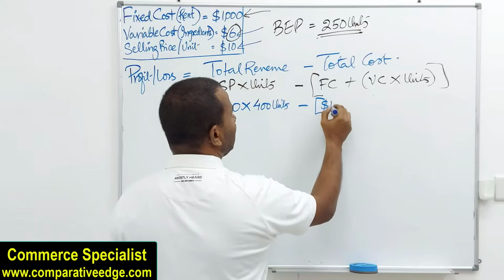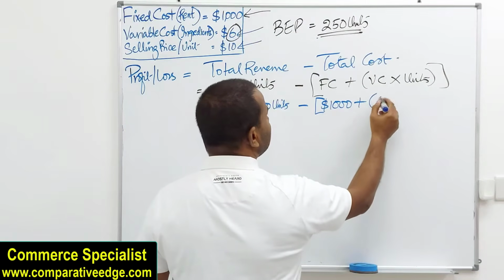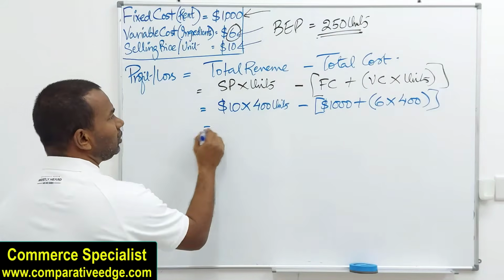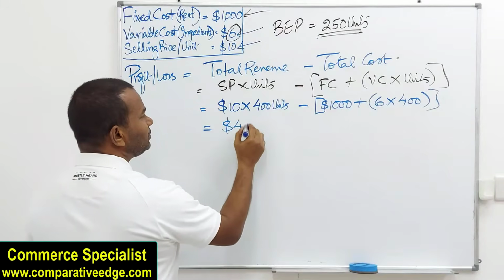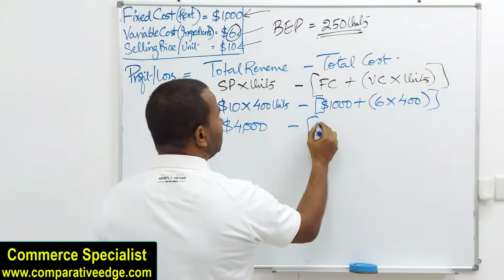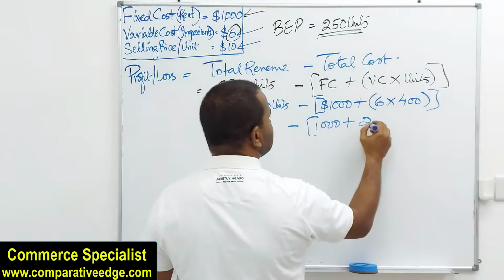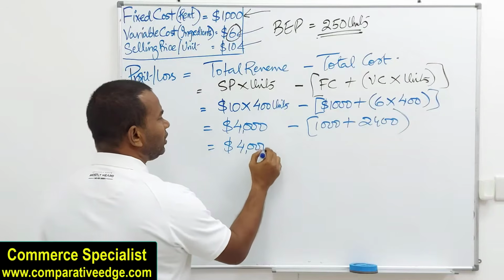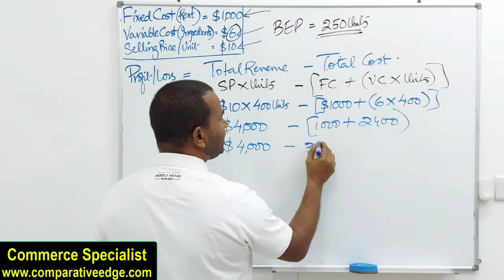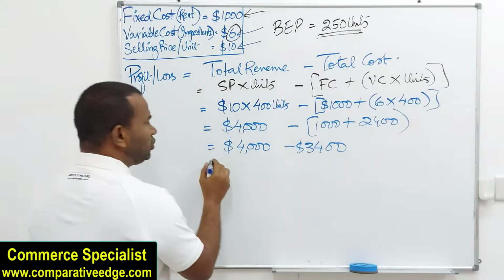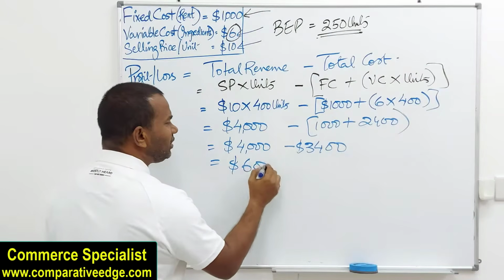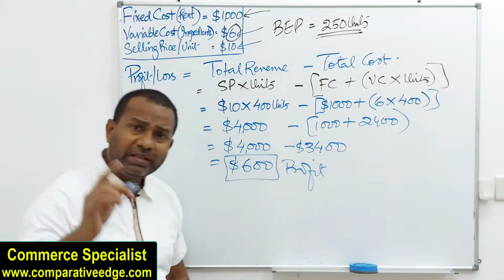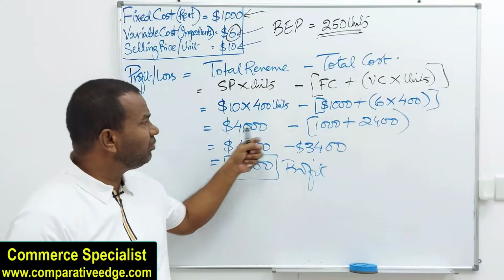Fixed cost remains the same, $1,000. Variable cost per unit is $6, and we are talking about 400 units now, right? So 400 into this is 4,000. This is $1,000 fixed cost. 6 into 400 is 2,400. Okay, what happens? 4,000 is your total revenue, and when you add this, this is 3,400, your total cost. So when you subtract, how much do you get? You get $600, and this is good news, ladies and gentlemen. This is your profit. Why is this a profit? Because your revenues are more than your cost.